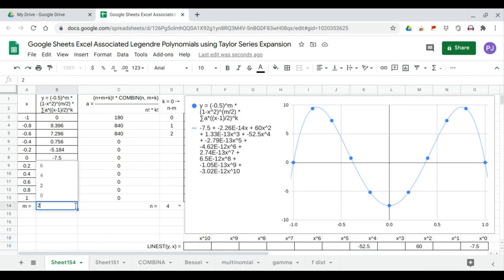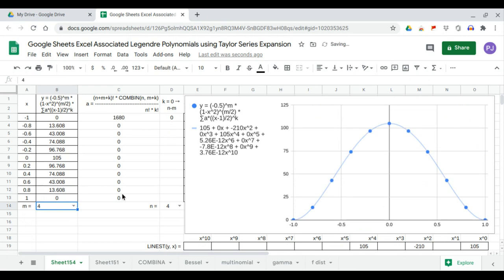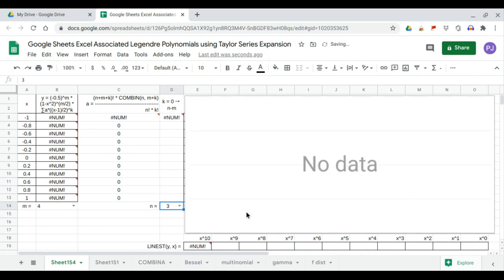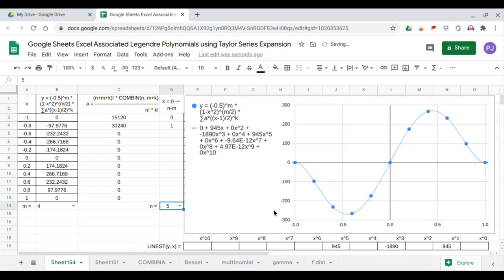Now we go to m equals 4. We have 105 minus 210x squared plus 105x to the 4th. If we use n equals 3, which is lower, we have no data. N should be greater than m. So we use 5.